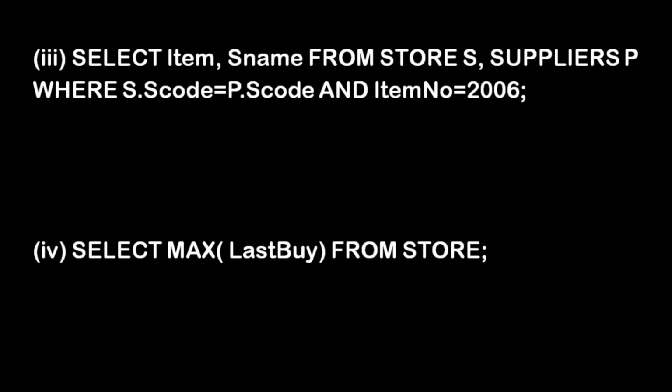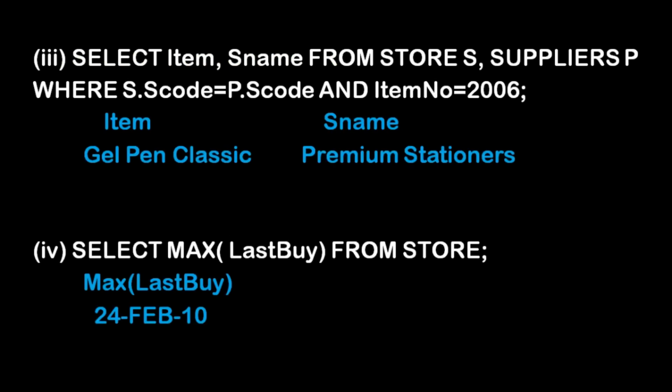We'll see the output now. So the output is: the item gel pen classic has the item code 2006, and the name of the distributor, the supplier, is Premium Stationers, and max last by is 24 Feb 10. Already we have discussed the function min. So this is the max function, and like that so many functions are available, which you can also learn. Okay. So now you are thorough with at least these two particular tables.